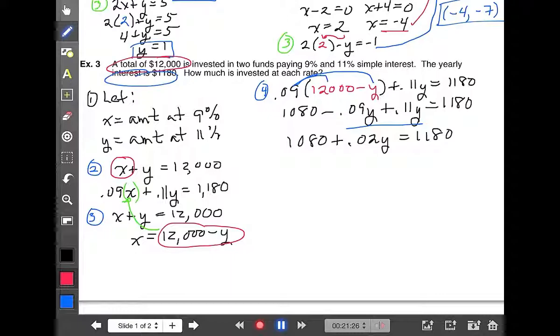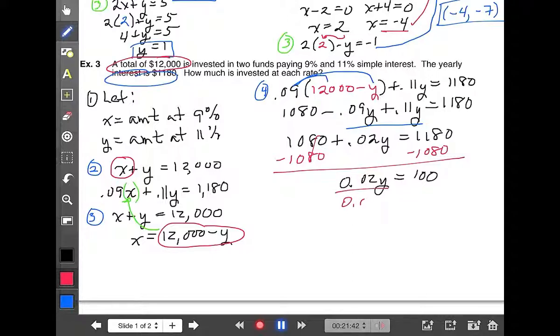And then if we subtract 1080 from both sides, what do we get? Yep. So we get 0.02y is equal to 100, and then to solve, we're going to divide both sides by 0.02. And shockingly, that doesn't give you like $200 or anything. It gives you 5,000. Is that a reasonable answer? How much was invested total? 12,000. So that's a reasonable answer, 5,000. It's less than 12,000, which is what we're looking for.